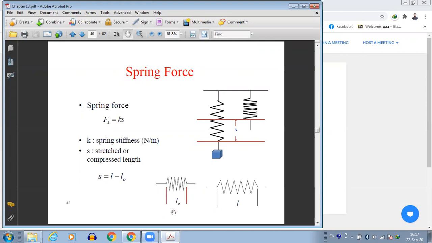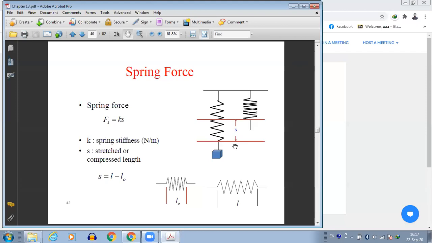So if the length initially was L naught and now after stretching the length is L, then S is L minus L naught, not the total length. So S is the stretch. But at the same time, in the book, sometimes they use S for the position as well. So now there comes the confusion.